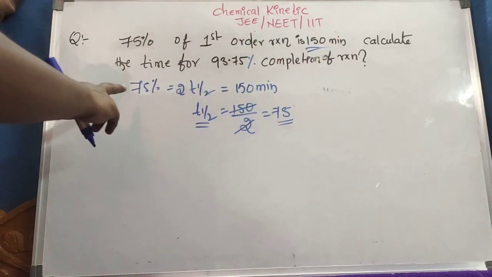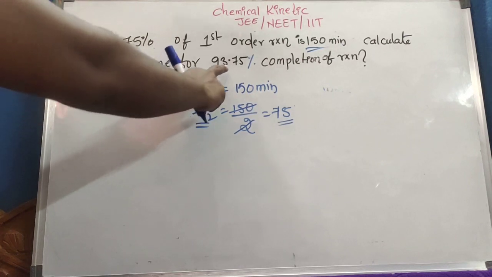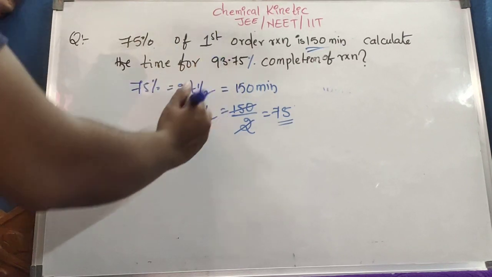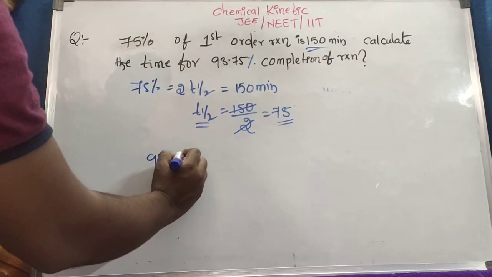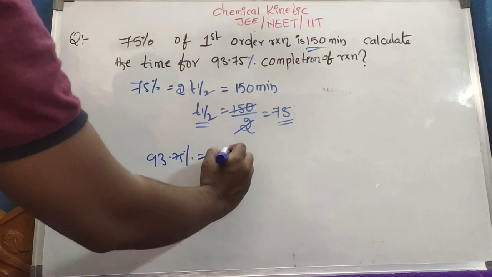For 75% completion we take 2 t half, and here 93.75% completion of the reaction equals 4 t half.